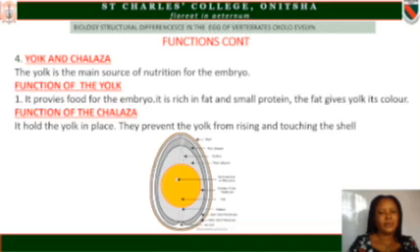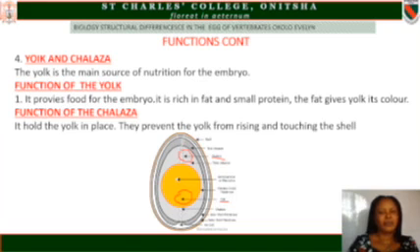Another one is yolk and chalaza. The yolk is the main source of nutrition for the embryo. Functions of the yolk: it provides food for the embryo. It is rich in fat and some protein. The fat gives yolk its color. Then functions of the chalaza: it holds the yolk in place. They prevent the yolk from rising and touching the shell.